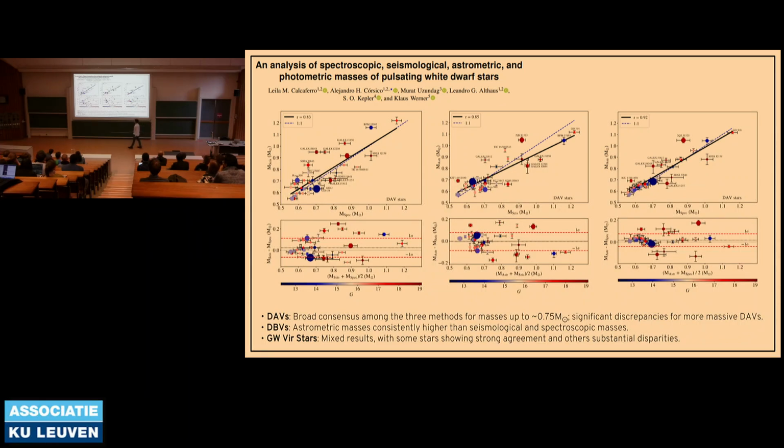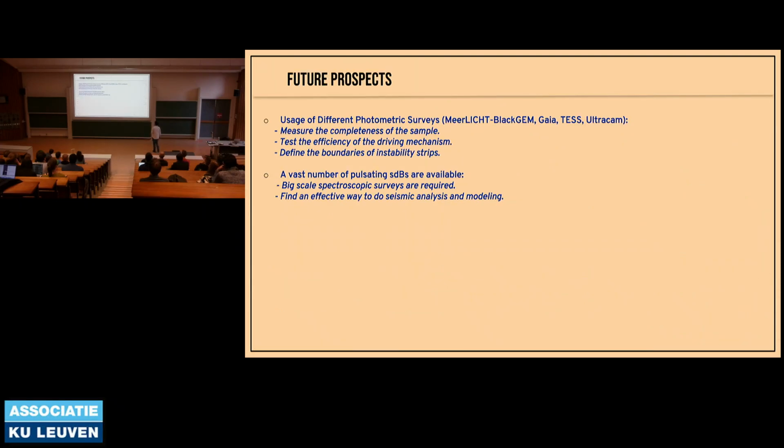And also, a similar study we did for DBVs and GW Virgins or DOVs. And we found, again, similar problems. But those samples are even smaller than the DAVs. So these were the studies that we made in the last few years.